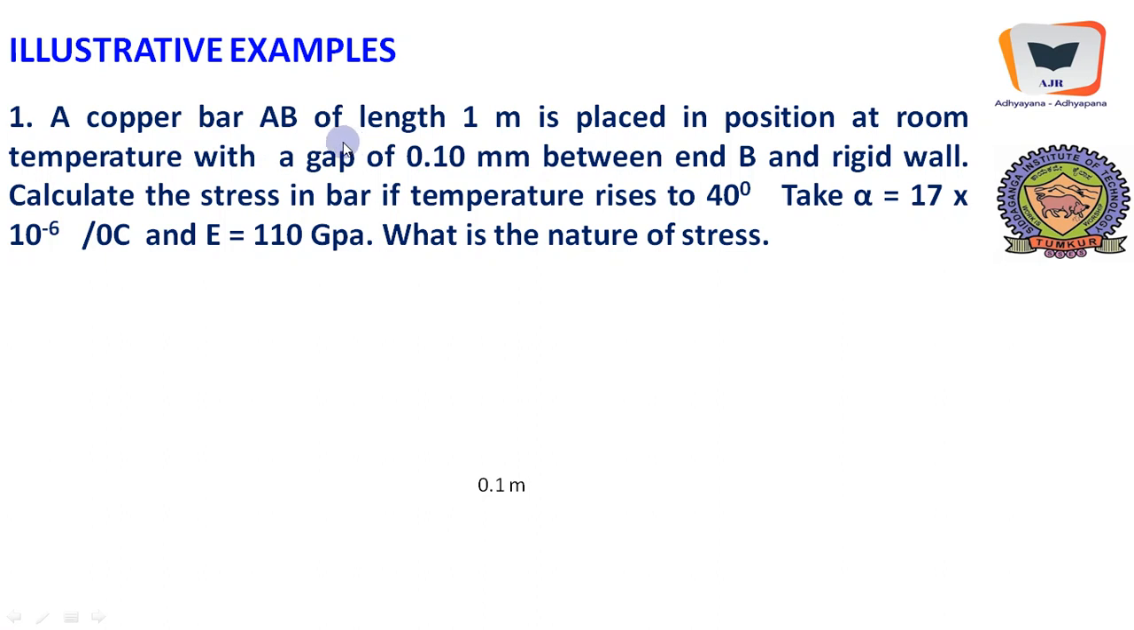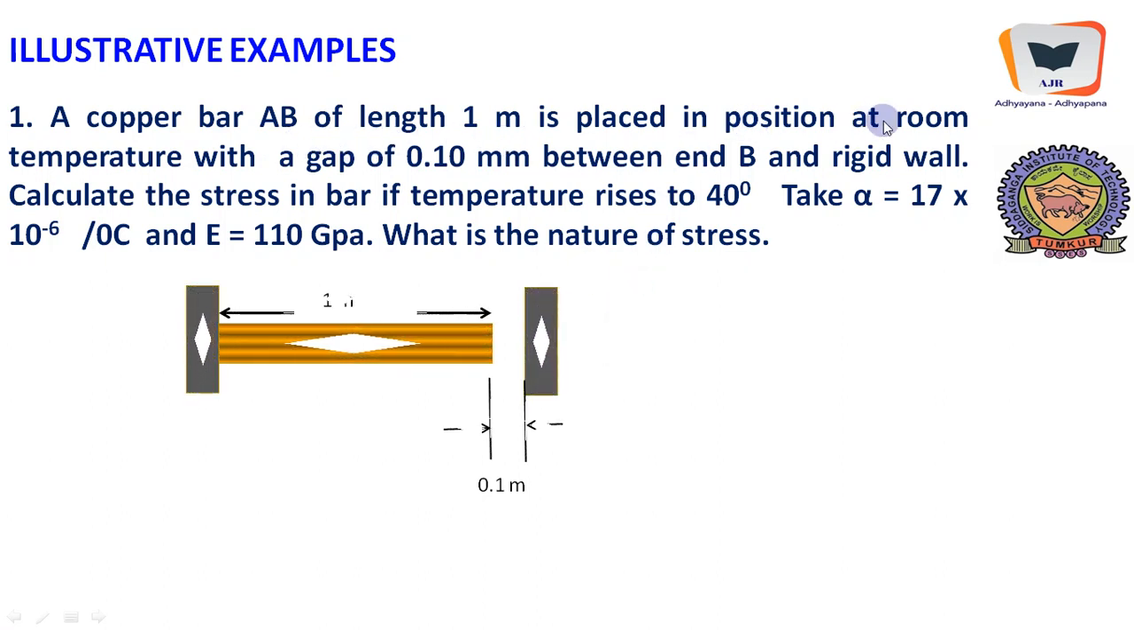First example: a copper bar AB of length 1 meter is placed in position at room temperature with a gap of 0.1 millimeter. A gap is provided, assuming that this would suffice. It's an expansion joint. Let us see what will happen. End B and the rigid wall: this is the gap between the rigid wall, and this rigid wall is not going to yield. It's not going to move further if the bar expands. Therefore, if the amount of expansion is more than 0.1 millimeter, definitely thermal compressive stresses ought to develop.